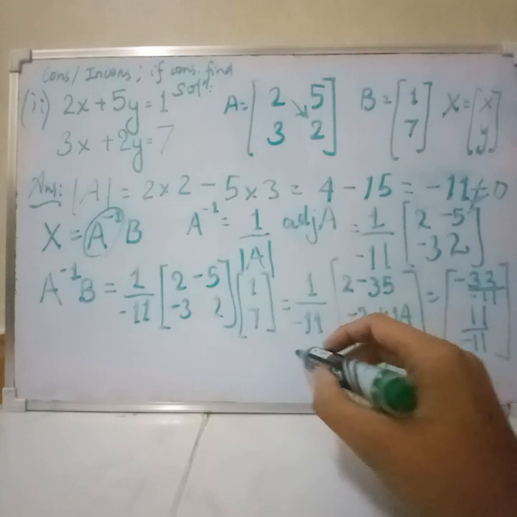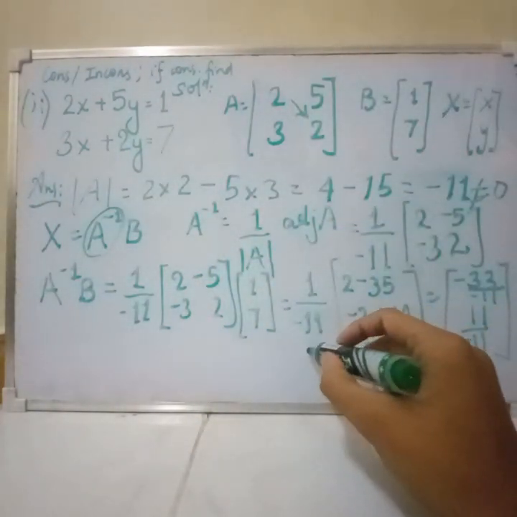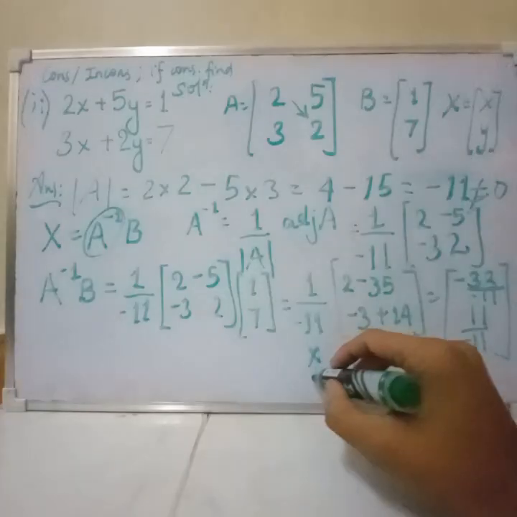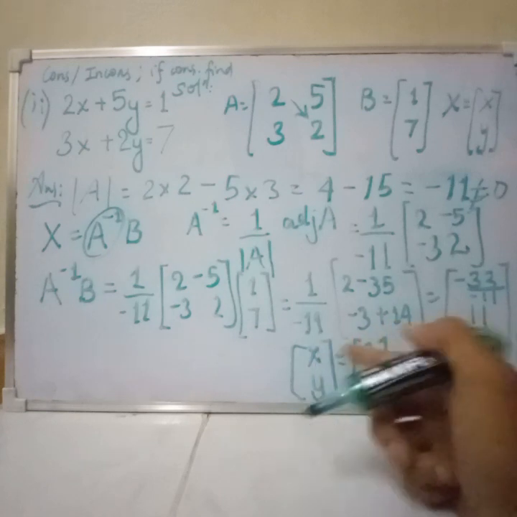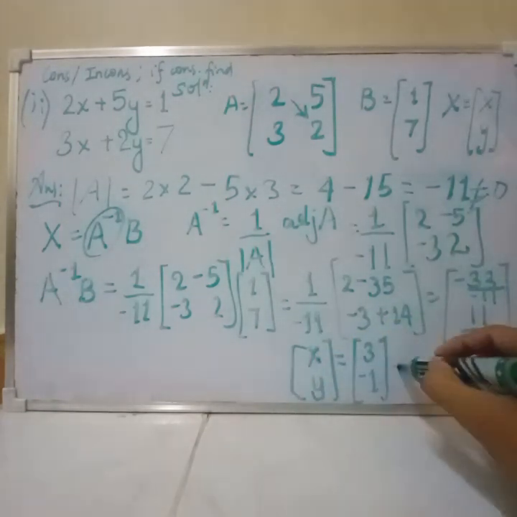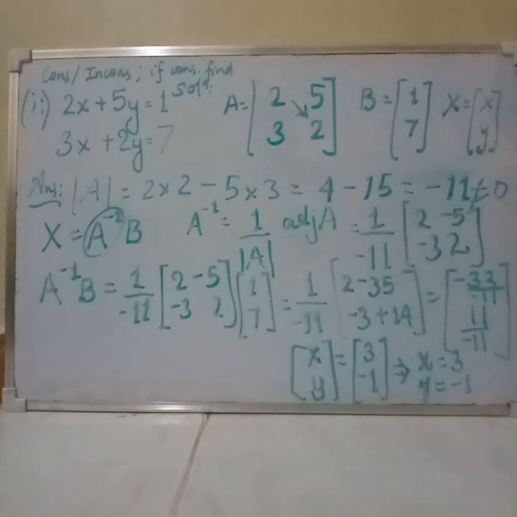Now what we have to do is compare the X matrix with the matrix which we have found out. So the X matrix is X, Y. When you check, you just equate the corresponding elements. So X will be equal to 3 and Y will be equal to minus 1. So this equation is consistent, and after solving this set of equations we found the answer to be X equal 3 and Y equal minus 1.